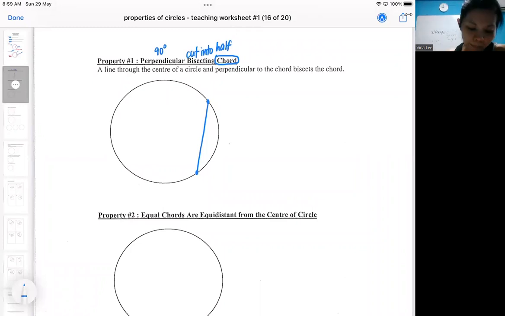So where will that happen? That will happen from the center. From the center, you move towards the chord. You will get a 90 degree and you will cut nicely into half. So there will be this feature that you will need to take note of. From the center, if you move towards the chord, it will cut the chord into half, and it will cut it at a 90 degree.